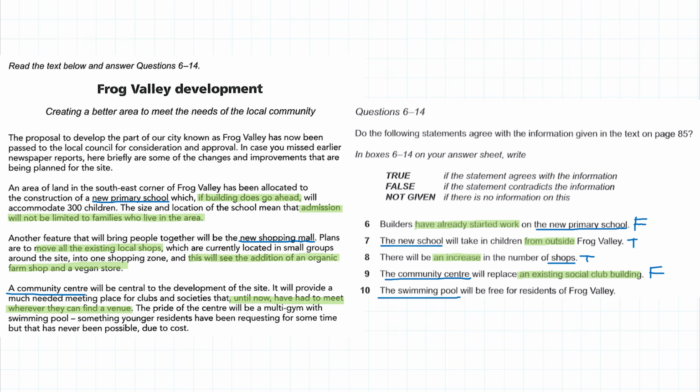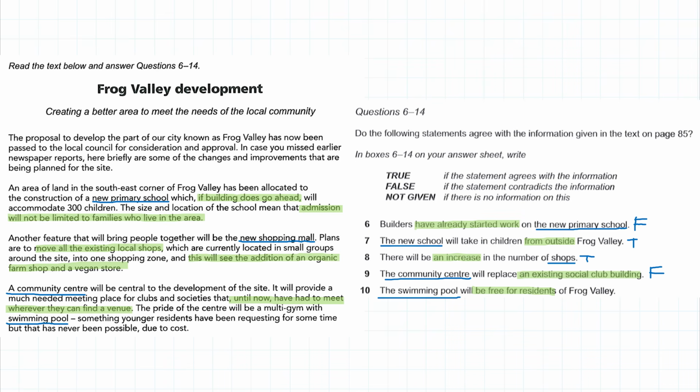What about the swimming pool? So we can read that there will be a new gym with the swimming pool. And the question is if the swimming pool will be free for residents. But when we read the passage, we see that younger residents have been requesting it for some time and it hasn't been possible due to cost. But there is nothing about how much they need to pay for this new swimming pool.